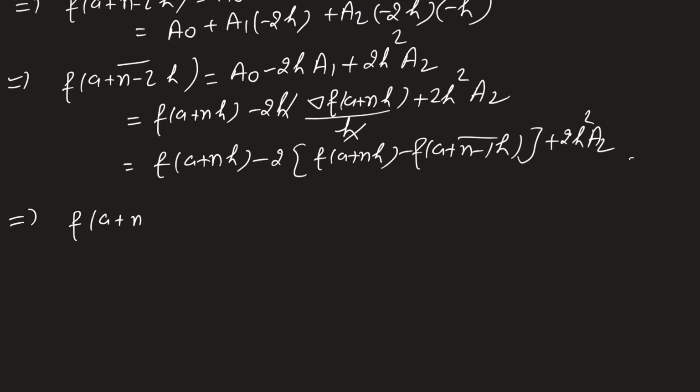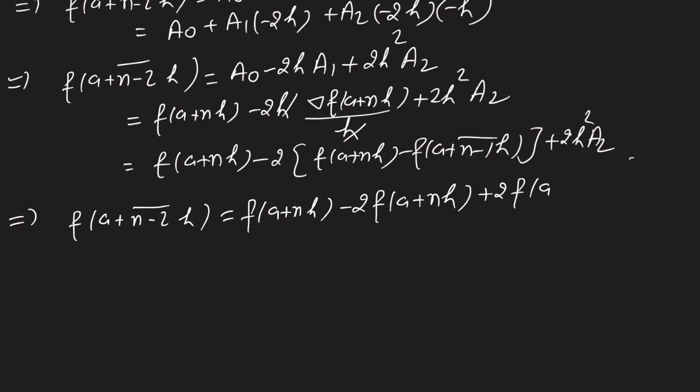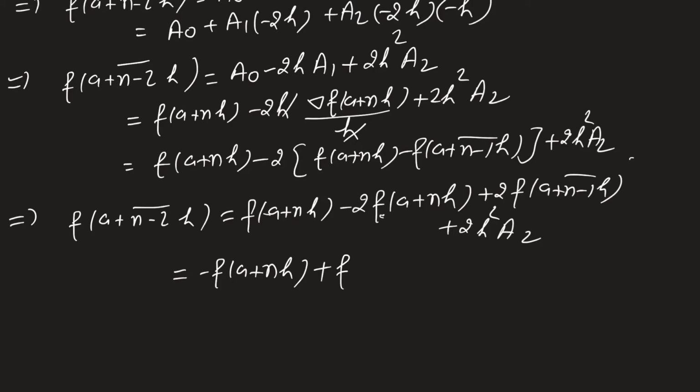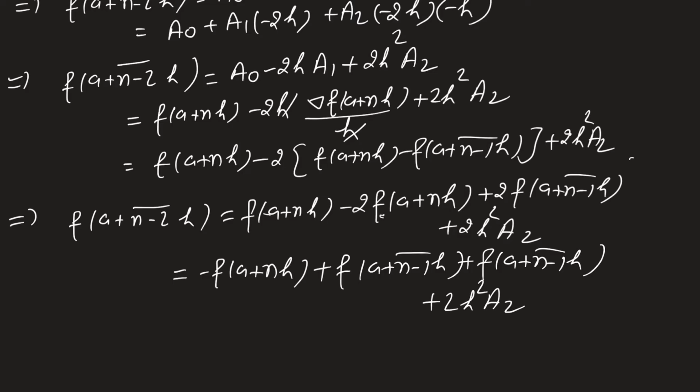So this further implies that f of a plus (n minus 2)h is equal to f of a plus nh minus 2 f of a plus nh plus 2 f of a plus (n minus 1)h plus 2h²a₂. Done. So this will be minus f of a plus nh, and I am going to split this 2 into 1 plus 1. So this will be f of a plus (n minus 1)h, f of a plus (n minus 1)h, plus 2h²a₂.